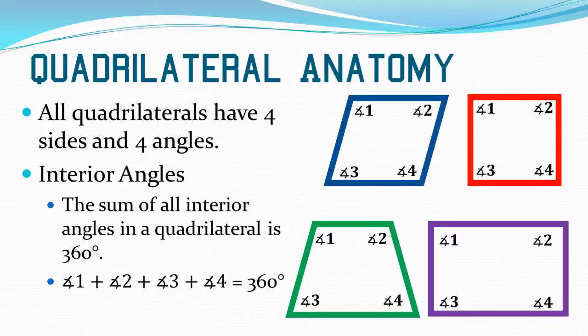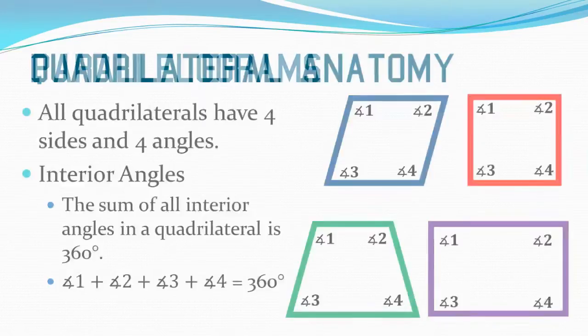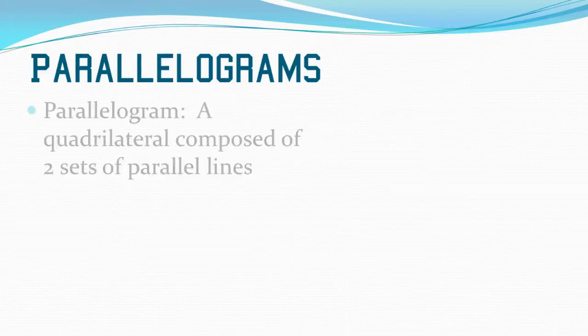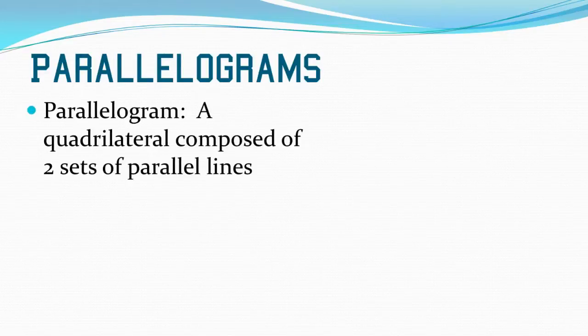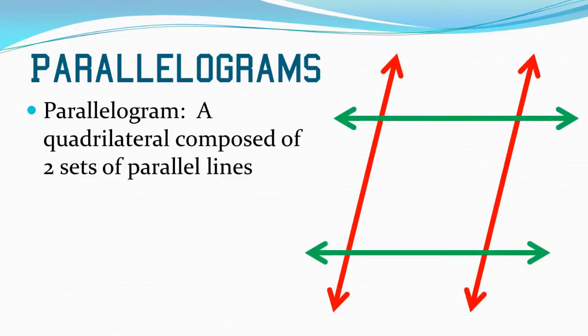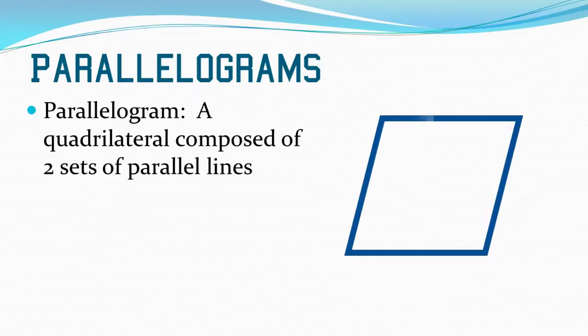There are more specific properties for more specific quadrilaterals. One such category of quadrilaterals, parallelograms. A parallelogram is a quadrilateral that's composed of two sets of parallel lines. So if we looked at it as just parallel lines, it makes a shape. These parallel lines create a certain set of properties for parallelograms.